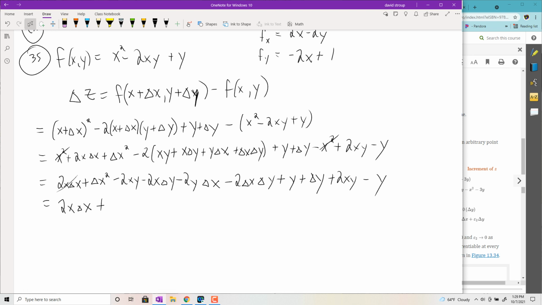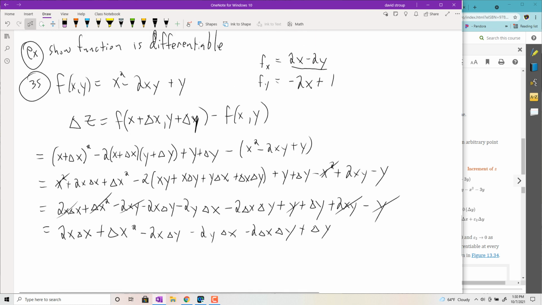So we got this guy. I'm just looking for like terms, I guess, at this point. Negative 2xy, positive 2xy, those are gone. y and y are gone. There's 2x change in y, minus 2y change in x, minus 2 change in x, change in y, plus change in y. Okay, I need this 2x minus 2y times change in x.